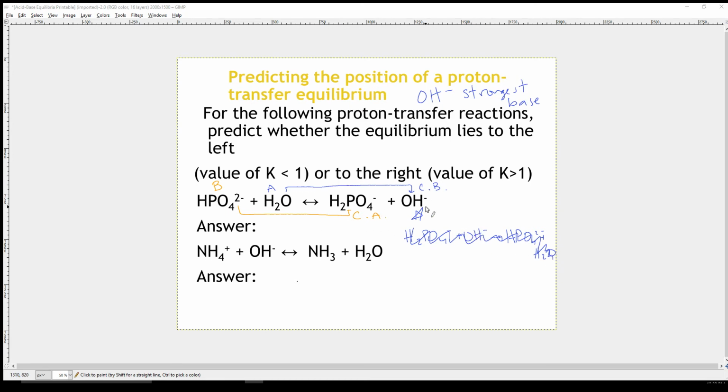But in this situation, they didn't write it like that, and we know our strongest base is going to create a whole lot of its, in this case, acid. So it's going to create a whole lot of water. So in that case, our equilibrium is going to fall really far to the left.